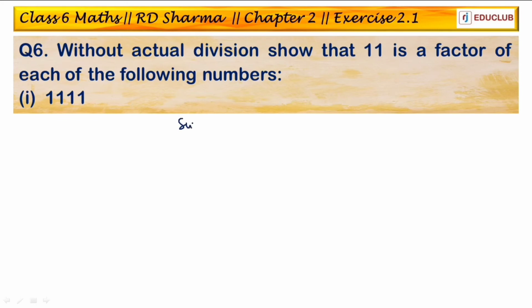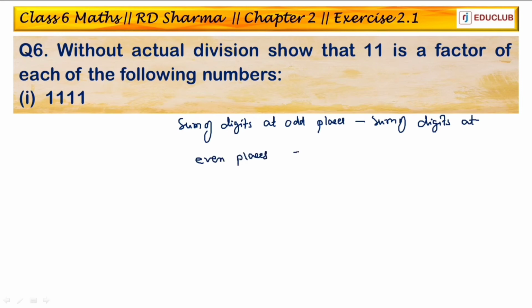If the difference of the sum of the digits at odd places and the sum of the digits at even places is equal to 0 or a multiple of 11, then that number is divisible by 11.